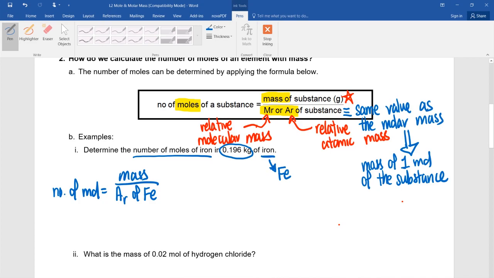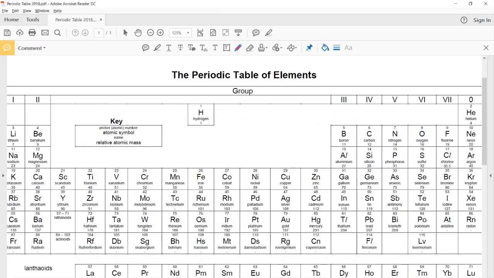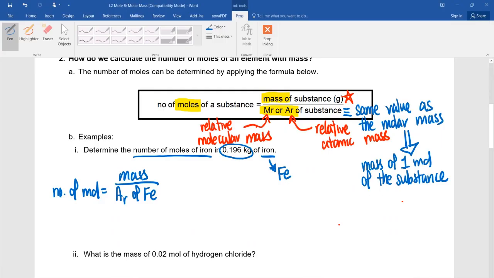So what is the AR of Fe? With that, you have to go back to your periodic table and take a look at where exactly iron is. Iron is found over here. You remember which set of numbers refers to the AR? Yes, it's the number at the bottom. So the AR is equivalent to 56 in this case for iron. Right, so let's go back to the notes.